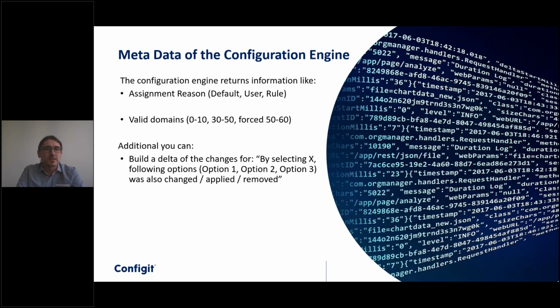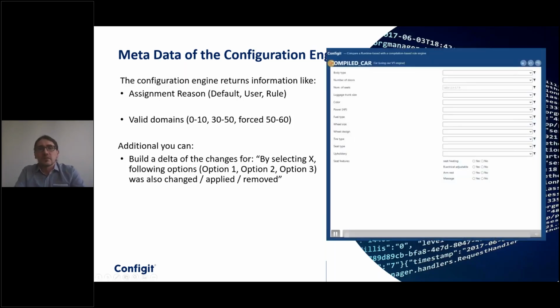Also, which is quite nice, we also return the valid domain of a numeric characteristic. So the configuration engine knows exactly which domains are still valid and which domains are running into a conflict and will create a conflict solving. But you can also use the meta information to create some kind of deltas between the previous and the new selection, to really give a list of what has changed between the two selections you have done. So let's have a look into that.